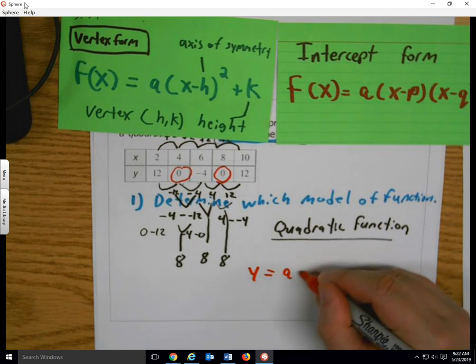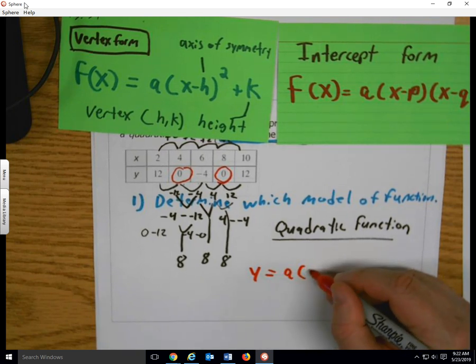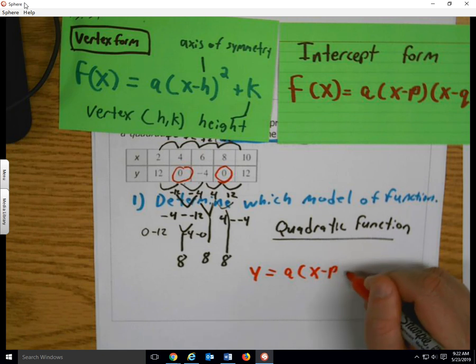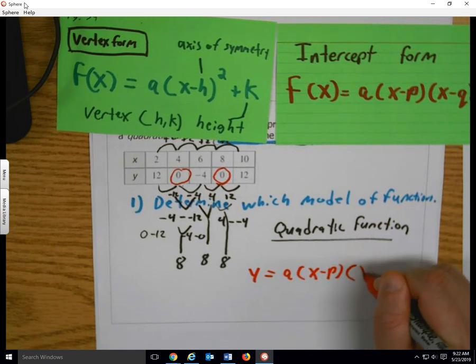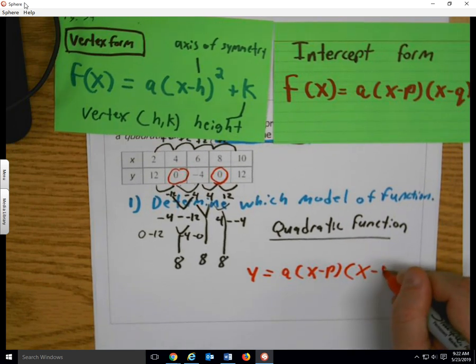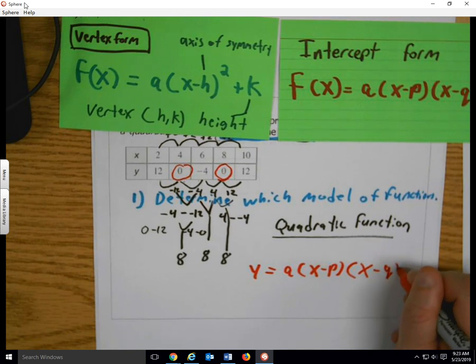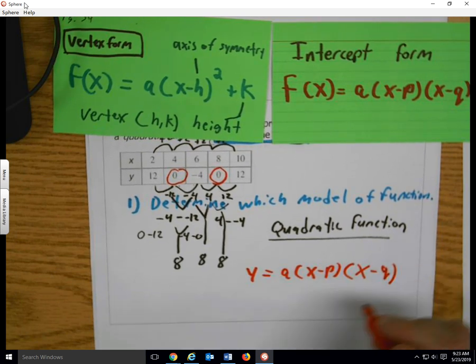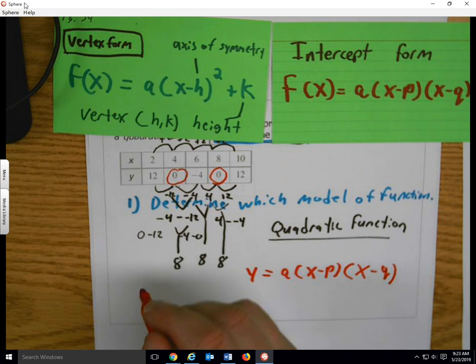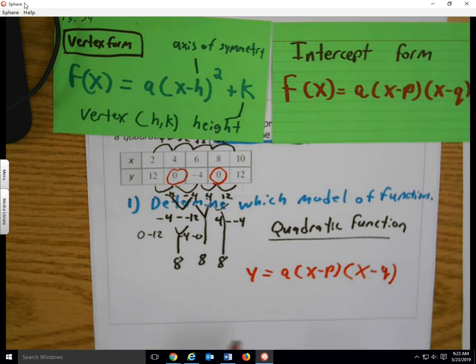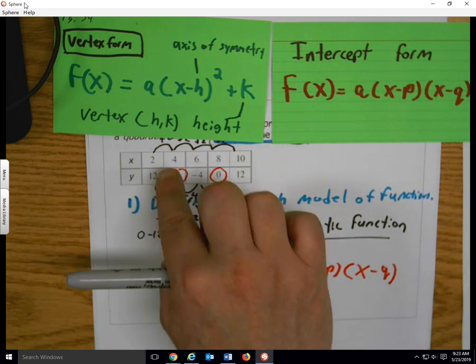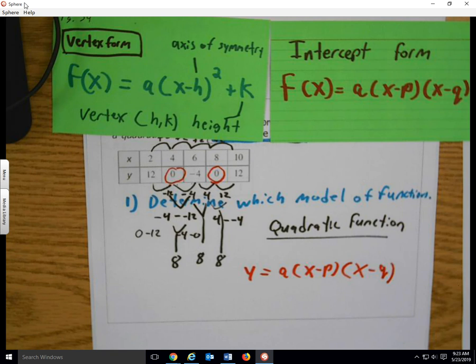Y equals A times the quantity X minus P times the quantity X minus Q. I want you to think for a second, what would I put in place of the P and the Q right now? Right, the 4 and the 8.